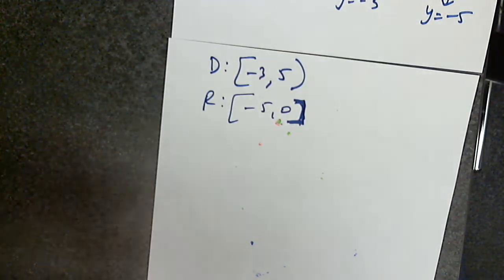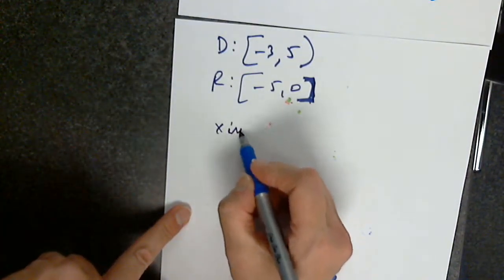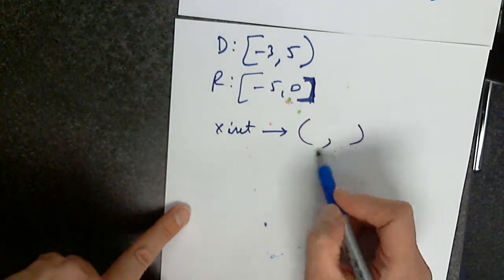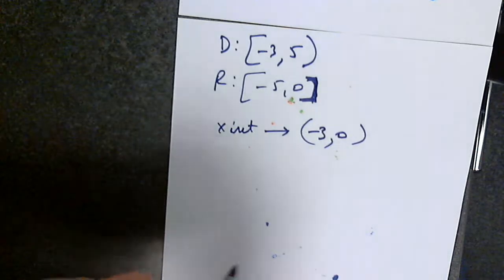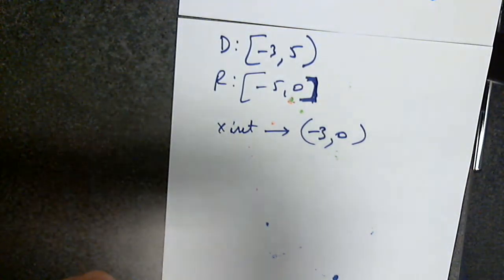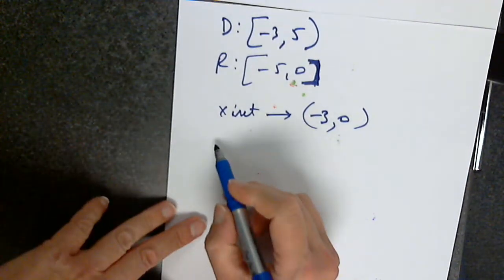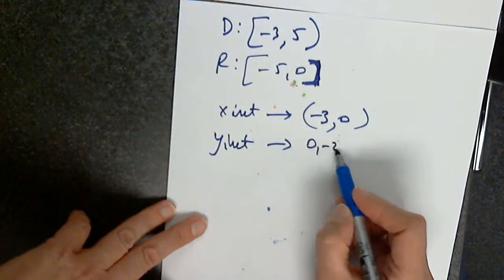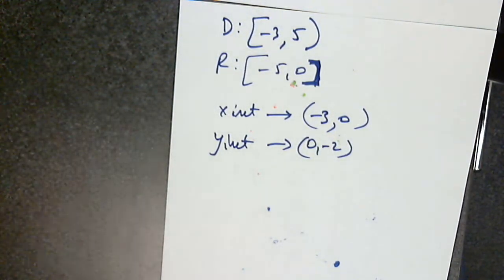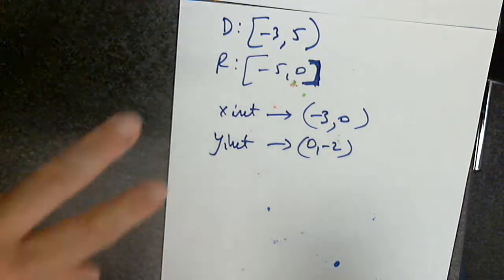X-intercepts. Are there x-intercepts? Yes. In an ordered pair format. Very good. Is there any other x-intercept? No, very good. Y-intercept. Intervals on which the function is increasing, decreasing, or constant.